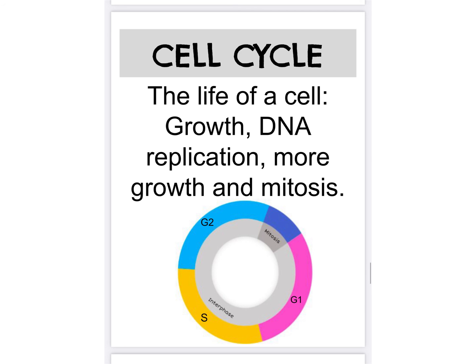Cell cycle is the life of a cell, so it includes the growth, the DNA replication, the more growth, and then the actual splitting apart of the nucleus and the formation of two nuclei and the two cells that are the result of the cell growing and replicating the DNA, growing more and then dividing so we can have more copies of the same type of cell.